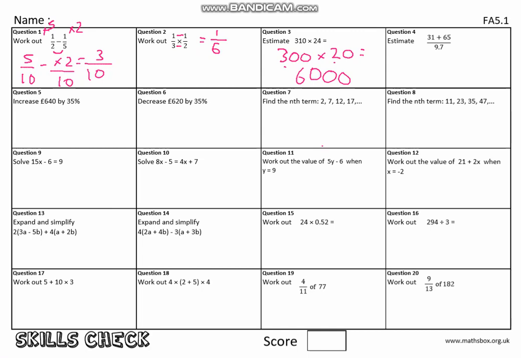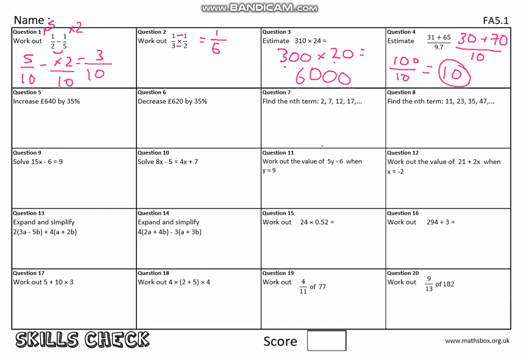Okay, so the next one is also an estimation, but a little bit more complicated. So I'm going to do the same for this one. So if I round 31 to one significant figure, I would get 30. If I do the same for 65, I'd get 70. And then 9.7 rounded to one significant figure would be 10. So if I add those two numbers on the top, I'd get 100. And I want to divide that by 10. So therefore I would get 10, which would be my final estimated answer.